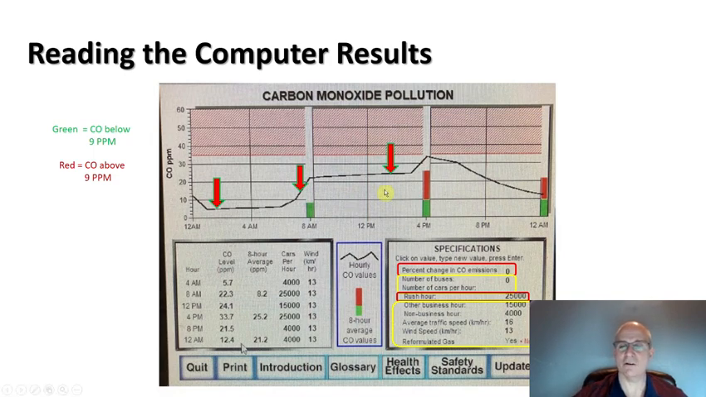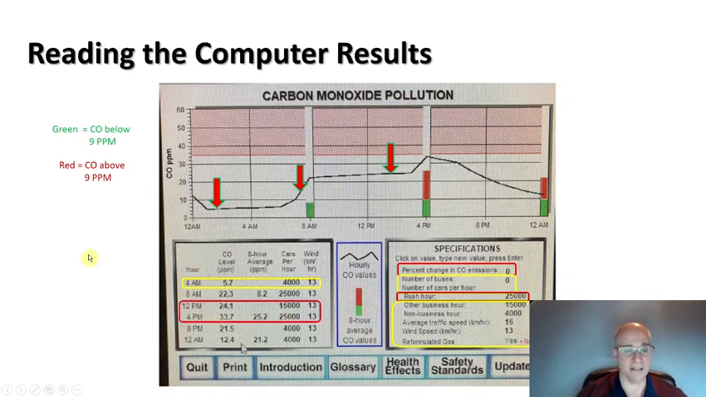Anytime we see red in our graph, like we see here, this means that our 8-hour average carbon monoxide levels are above the standards. Looking in the lower left-hand corner, at the time of 4 a.m., carbon monoxide levels were 5.7 parts per million with 4,000 cars per hour and a wind speed of 13 kilometers per hour. Notice this doesn't change. For this particular section, you weren't changing wind speed. What we were changing, however, was different times of day under these conditions.